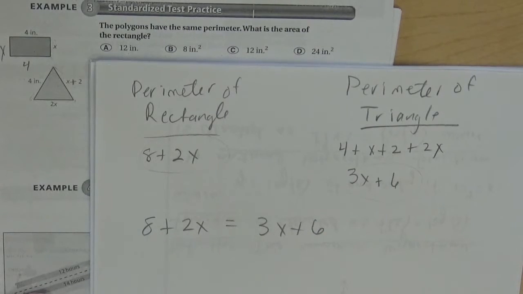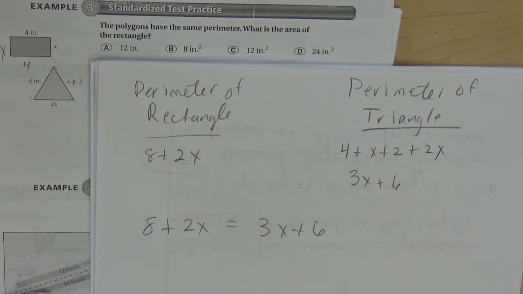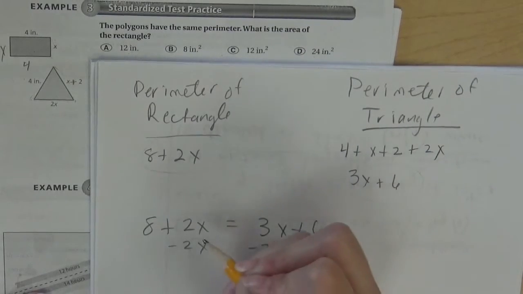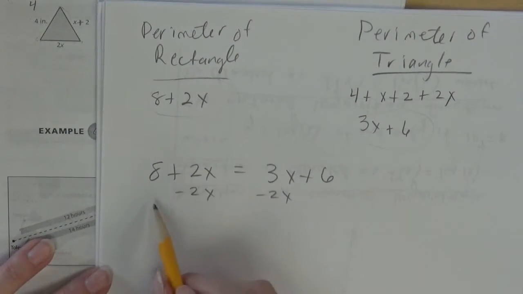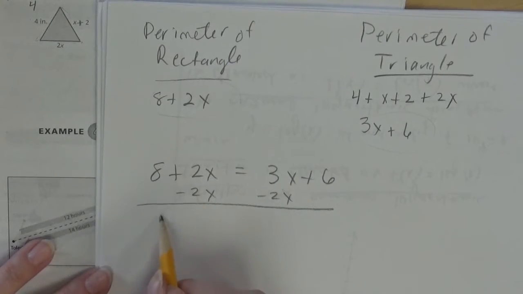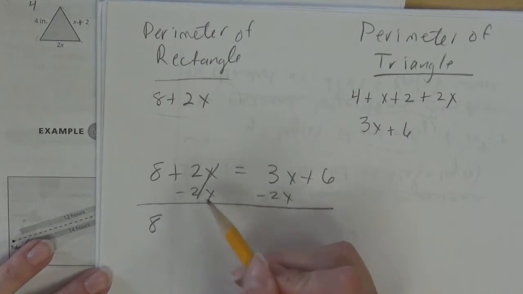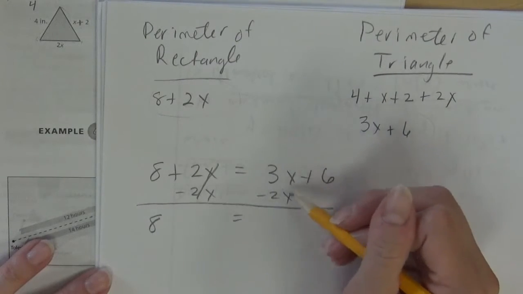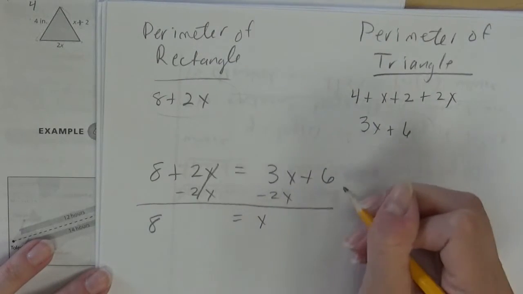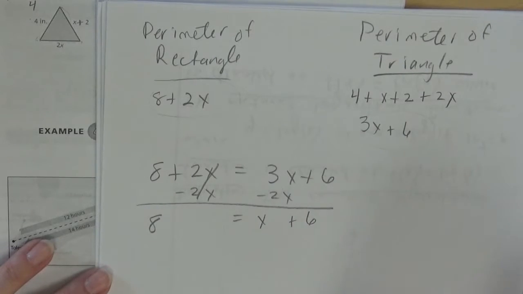We can solve this for x. I want to get all my x's together on one side. In this case, I noticed that I've got 2x and 3x, so you might start by subtracting 2x on both sides. Again, make sure you line up your like terms in columns. So that gives me 8. 2x minus 2x cancels. Bring down the equals. 3x minus 2x gives me 1x. Bring down the 6. Okay?